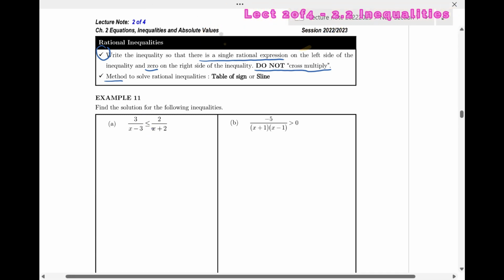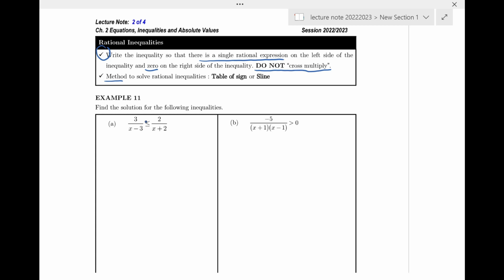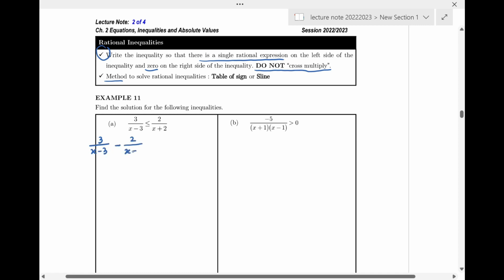Don't ever cross multiply. No, this is a no. This is what we call cross multiply. This is a no. So how do we do this? We have to gather it to one side. So of course, I bring it to the left side. We gather it to the left side. So 3 over x minus 3 minus 2 over x plus 2. So now the right side becomes 0. I have already gathered them on the left side.